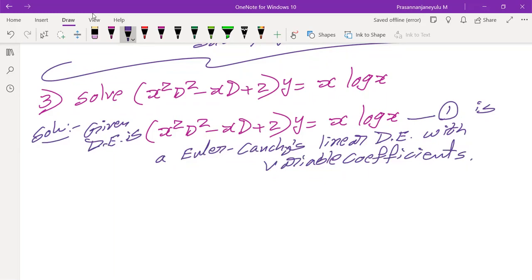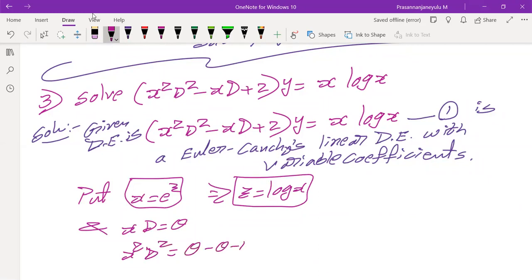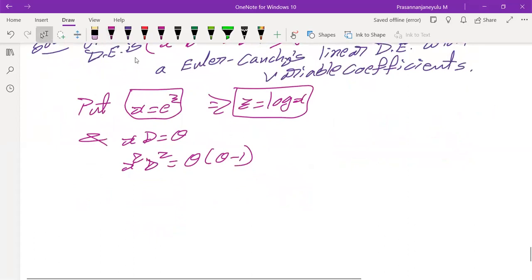So what we have to substitute here, as we discussed earlier, put x equals e^z, which implies z equals log x. These two things we have to substitute, as well as xD equals θ, and x²D² equals θ(θ−1). θ(θ−1) is nothing but θ² − θ. So x²D² equals θ² − θ. These are the things we have to substitute.